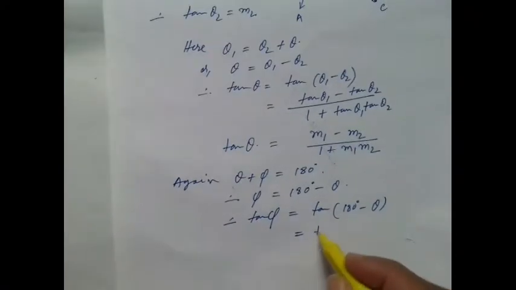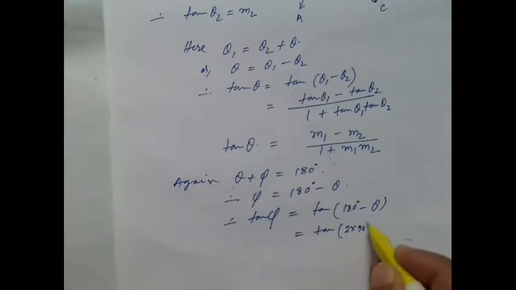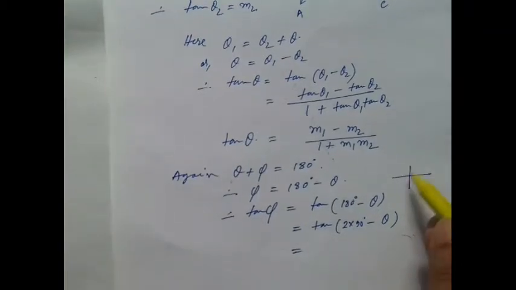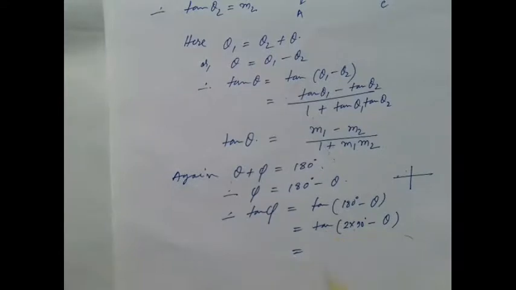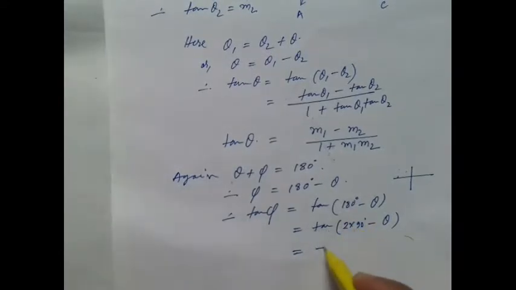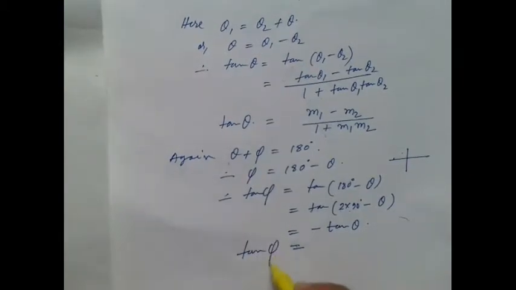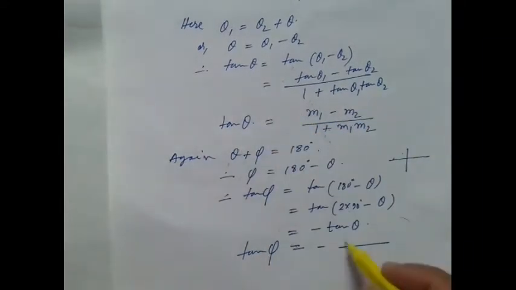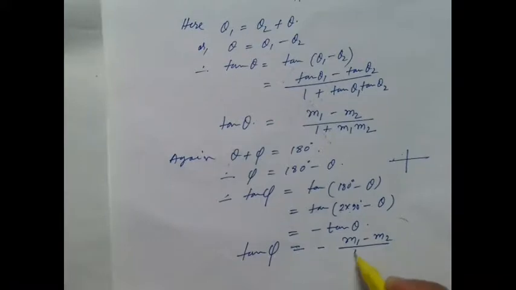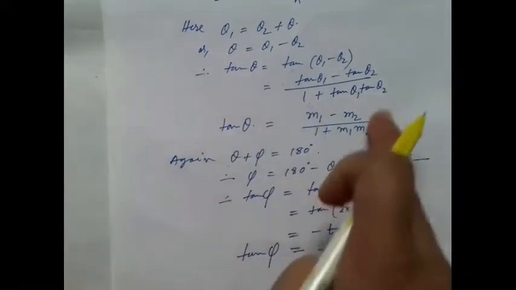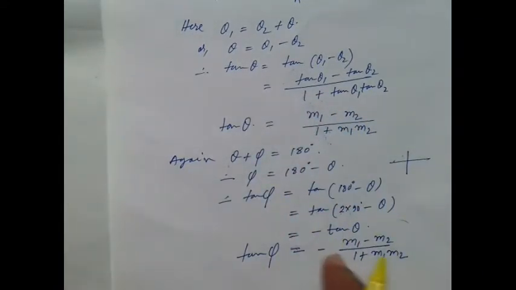Now tan of 180 minus theta means tan of 2 into 90 degrees minus theta. Since it is 2 into 90, there is no change in the function, and the angle lies in the second quadrant, so it is minus. So we get that tan phi equals minus of the same value we got for this, that is m1 minus m2 by 1 plus m1 m2. So we have got theta with the positive value and phi equal to minus of this.